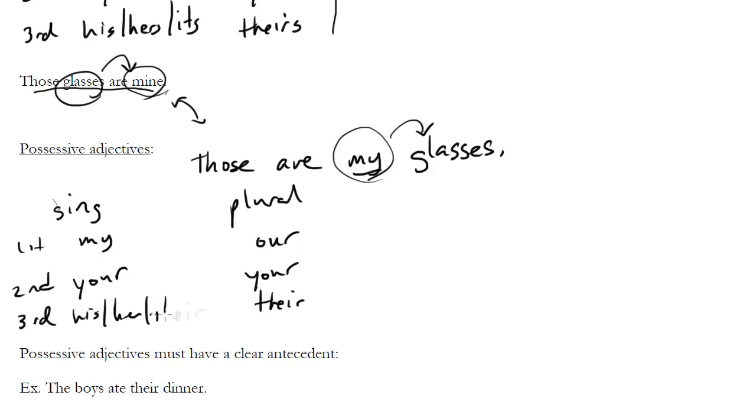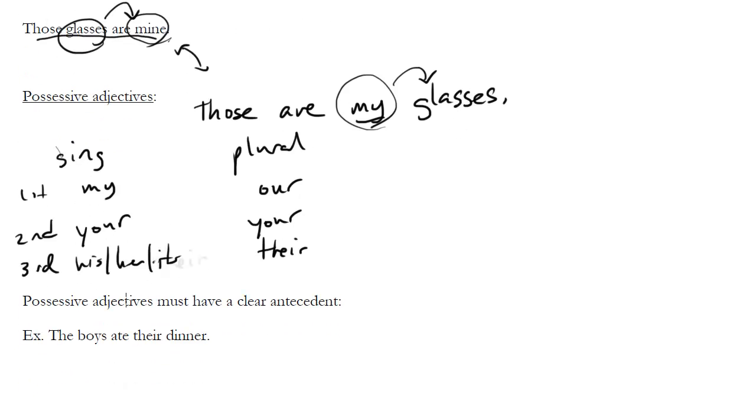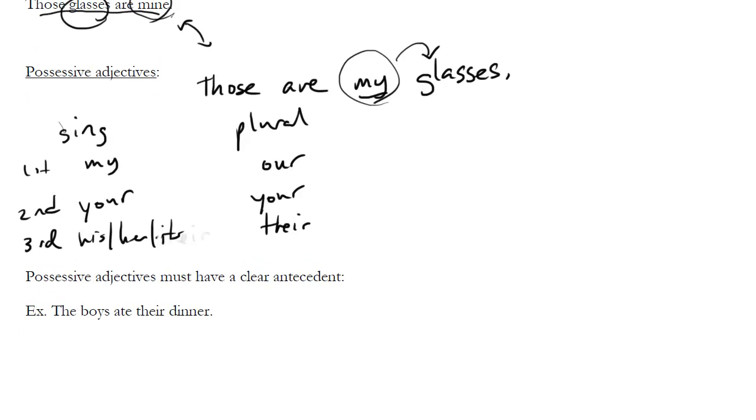And these will be tested directly, because possessive adjectives must have a clear antecedent. So, for instance, in this sentence, the boys ate their dinner. We know in this sentence that their refers back to the boys. So instead of saying the boys ate the boys' dinner, we could say the boys ate their dinner. So all the rules with pronouns that we're going to talk about, pronoun agreement and so on, are relevant for the possessive adjectives as described above. Okay, let's move on to case.